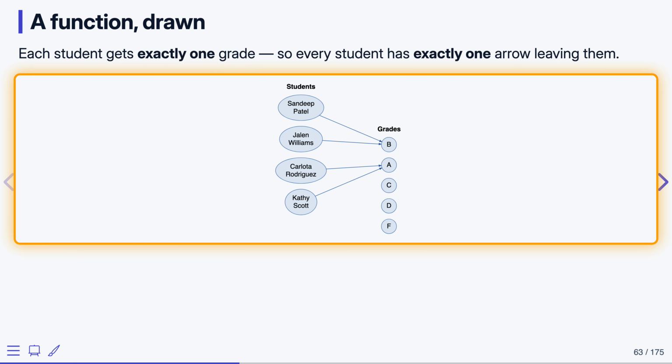Two things are worth watching. First, every student has an arrow. Nobody is left out. Second, no student has two arrows. Each one gets exactly one grade. That is what makes this a function. Watch two more details. Two students can share a grade, and the grades C, D, and F are used by nobody. Both of those are allowed.